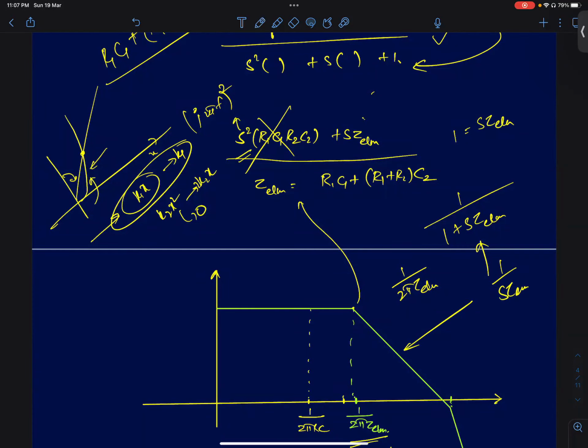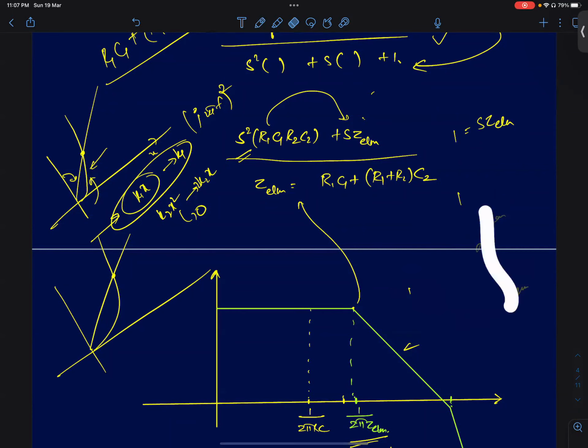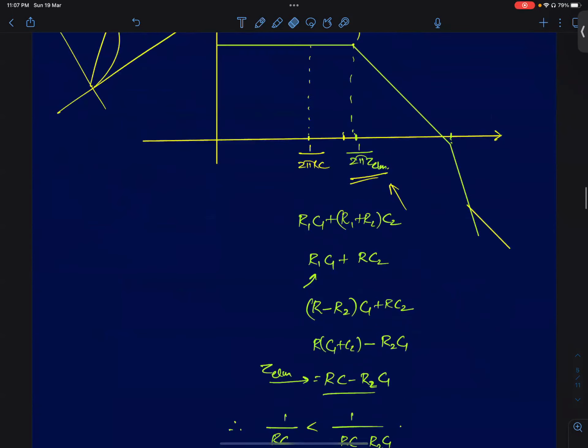And then the s square term will start overtaking, or rather increasing. As the s square term starts increasing, there will be a point when it becomes equal to the s tau term. It is increasing slowly as a function of frequency. At one point, it will become equal to this. That is the point where you get the second pole. So just equate those two terms and you can find that out.